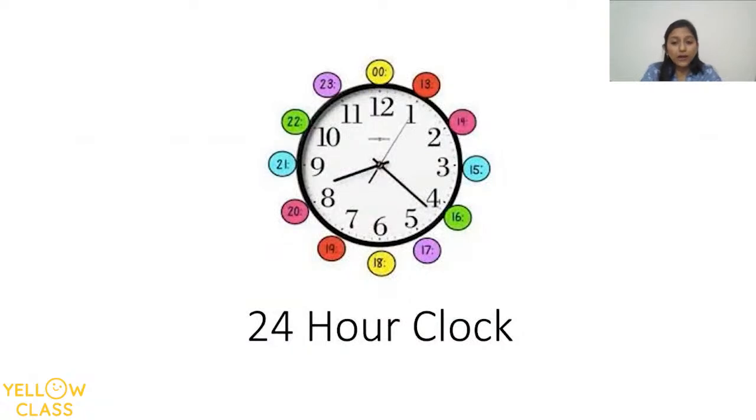Now this is the time for us to do our 24-hour clock. Have you ever noticed or heard this term anywhere? See, on the clock, we have only 12 numbers, right? But we have 24 hours in a day. So how is it possible? That means our hour hand is taking two circles, two rounds in one day.